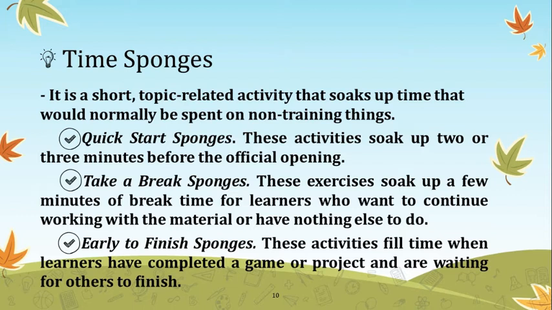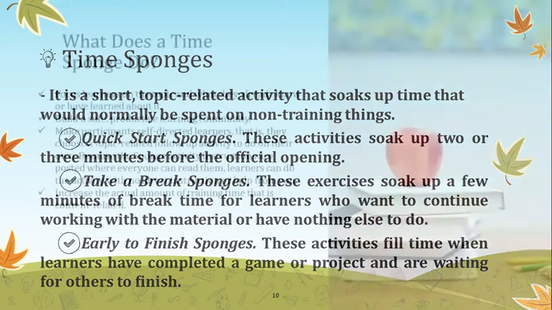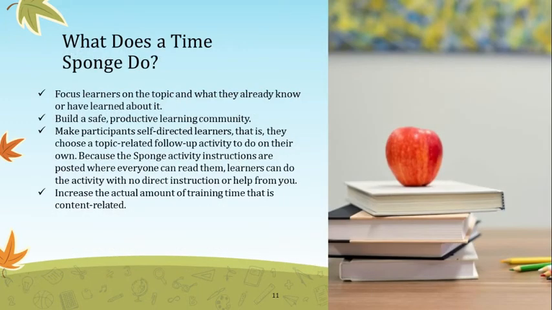Early to finish sponges are activities that fill time when learners have completed their project and are waiting for others to finish. So what can a time sponge do? First, it focuses learners on the topic and builds a safe, productive learning community, makes participants self-directed learners, and increases the actual amount of training time that is content-related.